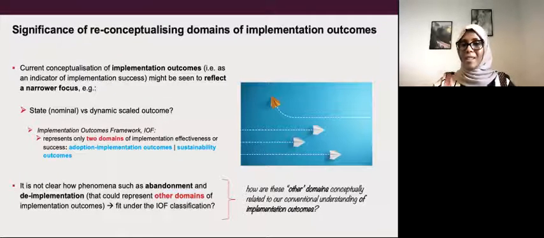And this conceptualization could be seen to reflect a narrower focus in that it's not clear how phenomena such as abandonment and de-implementation, that could represent other domains of implementation outcomes, fit under the implementation outcome framework classification. So the question that we're asking is, how are these other domains conceptually related to our conventional understanding of implementation outcomes?